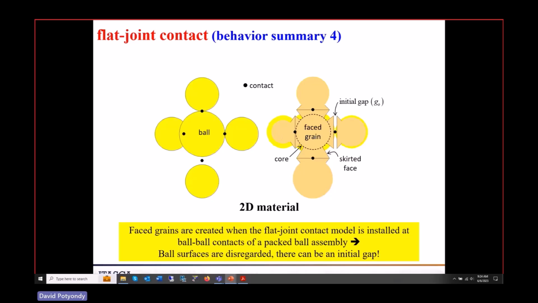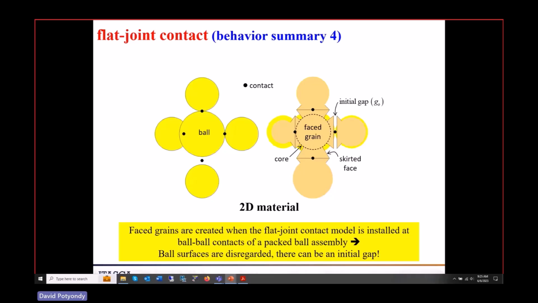This allows you to take a packing and say, I'm going to make a flat jointed material, and one of my parameters is the gap. So I'm going to give a normally distributed set of gaps that correspond with the normally distributed set of initial microcracks in a rock. Boom, I got a whole new microstructure. That initial gap distribution is hugely important in controlling many of the properties of the system.